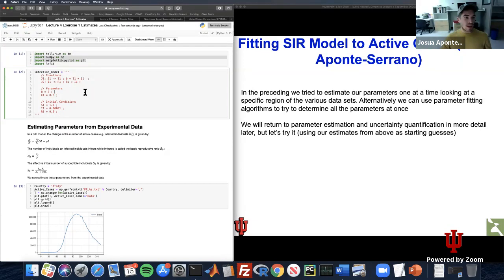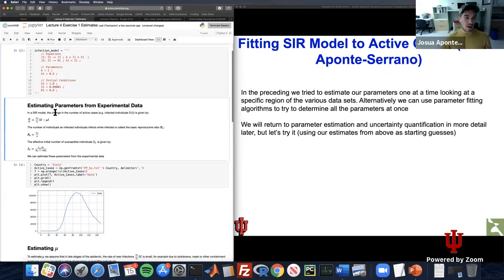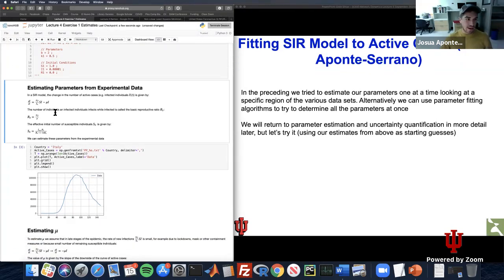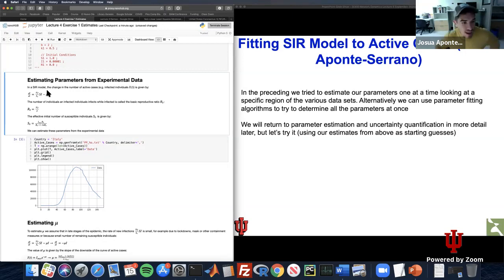This is just a SIR model definition. We are not going to use this now. This is for the fitting algorithm, but it's just there. And the idea, as Jamie was explaining, is that this notebook walks you through how to estimate the parameters used by getting a rough estimate of the parameter values by looking at the experimental data.